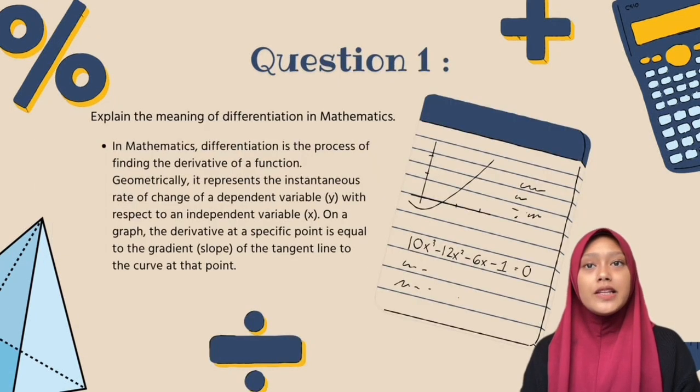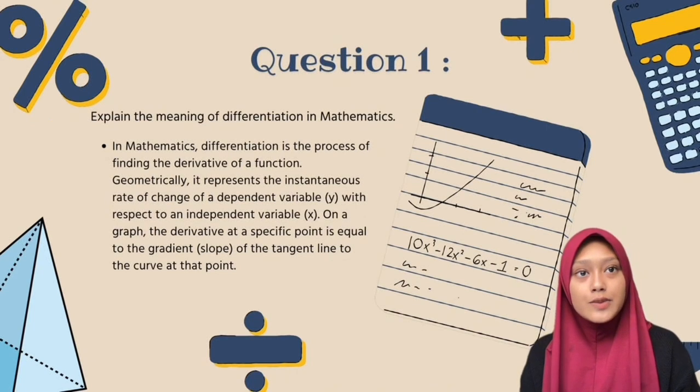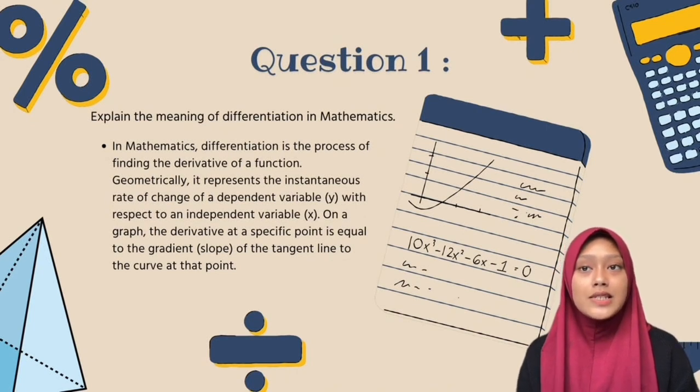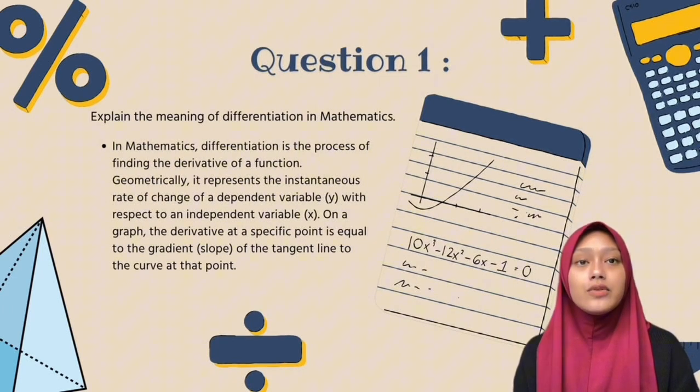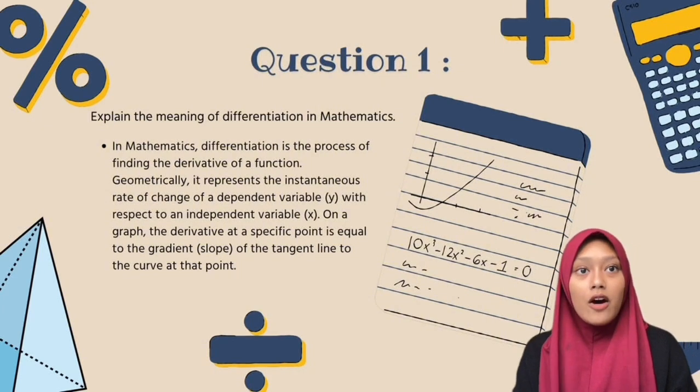Question 1. Explain the meaning of differentiation in mathematics. In mathematics, differentiation is the process of finding the derivative of a function. Geometrically, it represents the instantaneous rate of change of a dependent variable, which is y, with respect to an independent variable, which is x. On a graph, the derivative at a specific point is equal to the gradient, which is the slope, of the tangent line to the curve at that point.